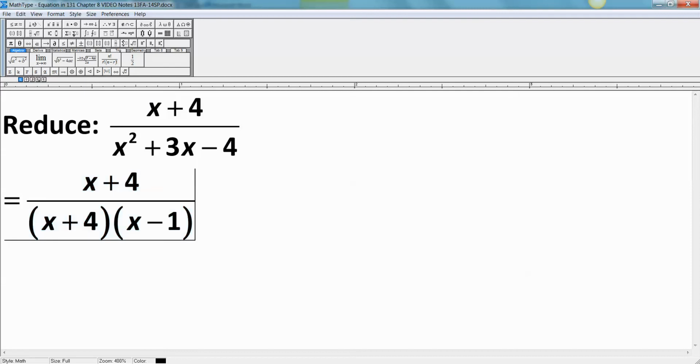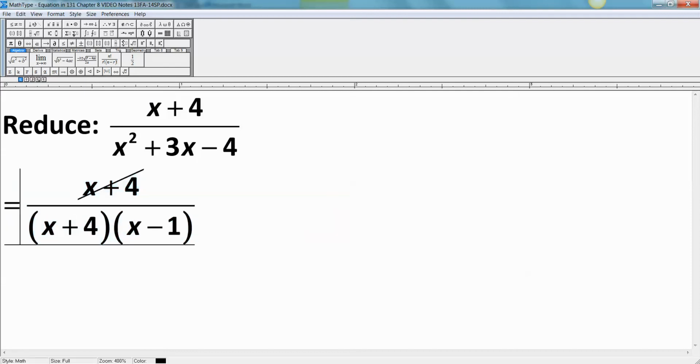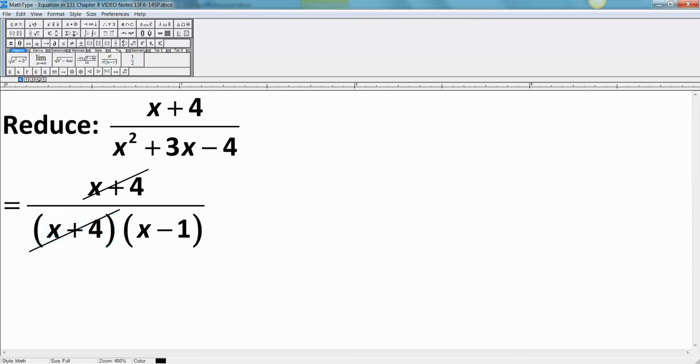All right, so what happens here? Well, x plus 4 is in the numerator, and x plus 4 is in the denominator, so they're going to reduce and leave you 1, because when you're dividing, what you're really doing is getting 1. So it's 1 over x minus 1. All right, so now we're reduced.